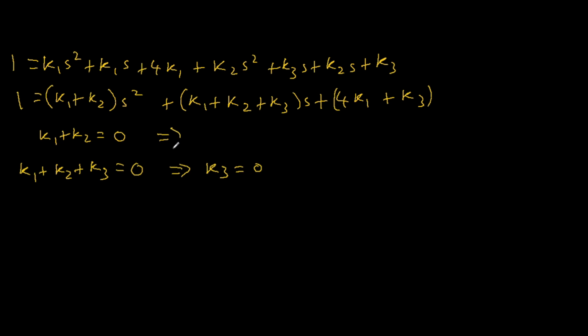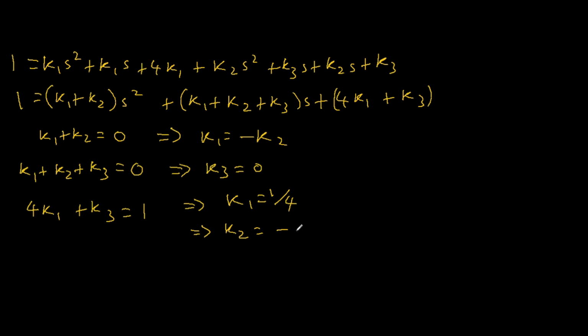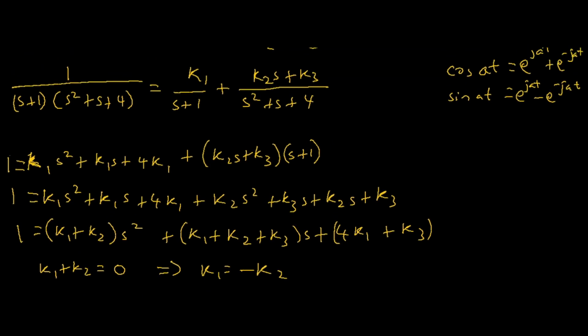This first term implies that your k1 is equal to the negative of k2. Now your third term is what you have here. Your 4k1 plus k3 is equal to 1. We already know that our k3 is 0, so this implies that your k1 is simply equal to 1 divided by 4. Okay, k1 is 1 over 4. That implies that my k2 is equal to minus 1 over 4. So this is fine, and now we can plug this into our partial fraction expansion, and we're good.